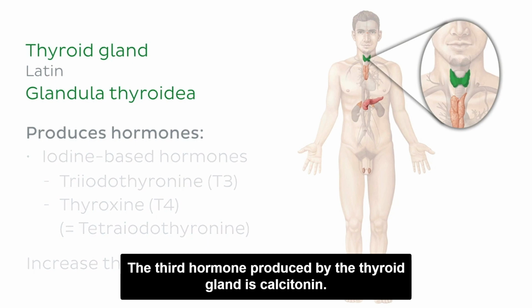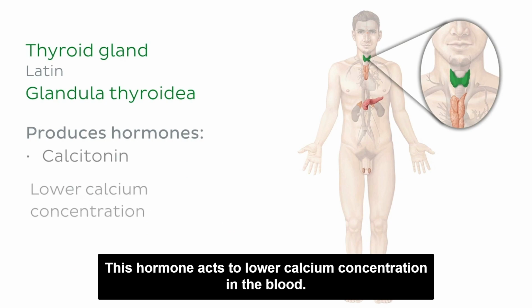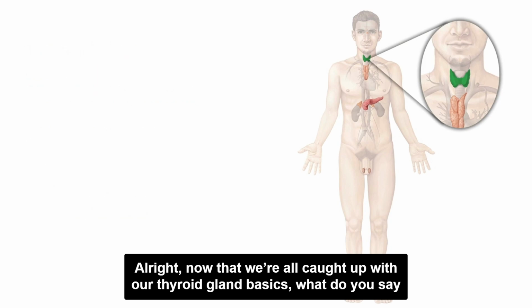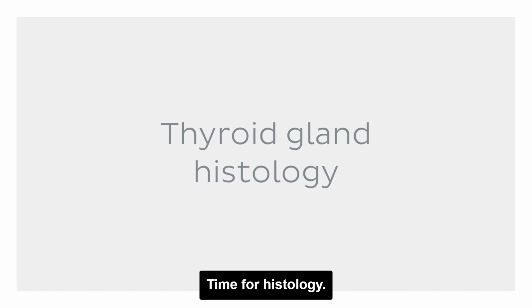The third hormone produced by the thyroid gland is calcitonin. This hormone acts to lower calcium concentration in the blood. Alright, now that we're all caught up with our thyroid gland basics, what do you say we get to the good stuff? Time for histology.